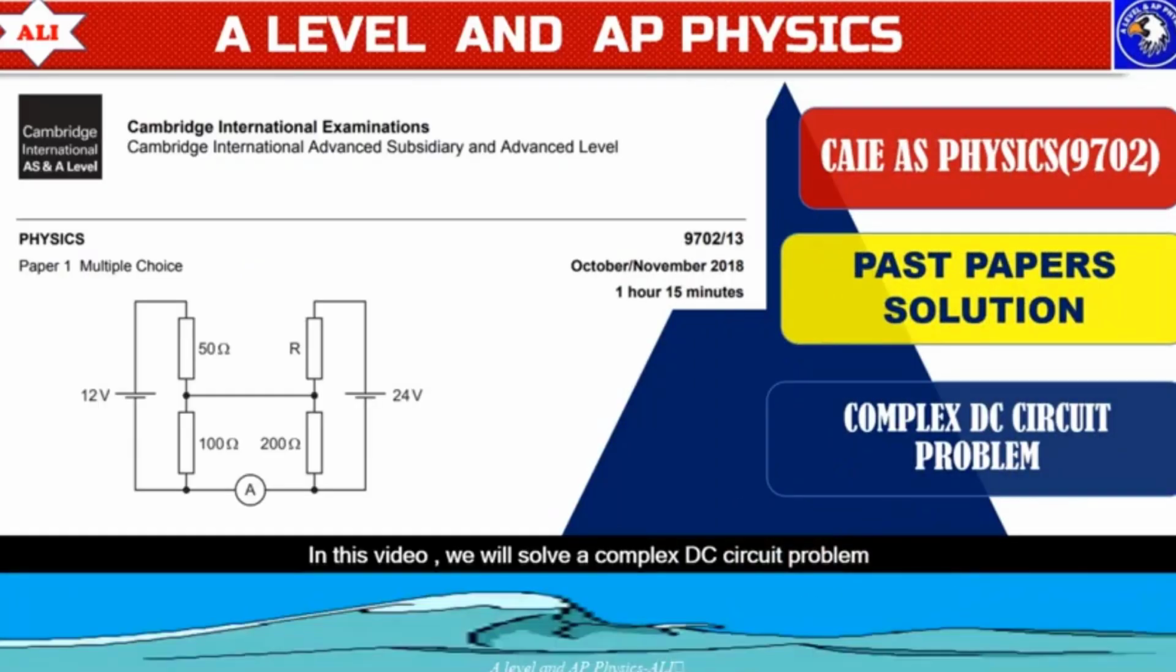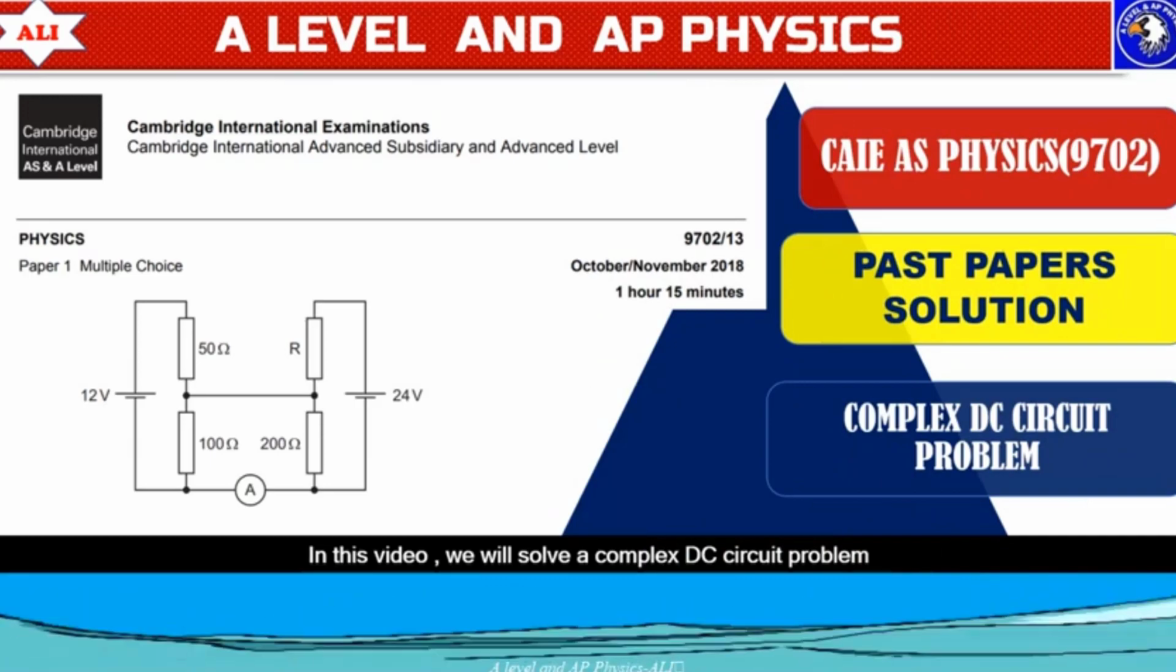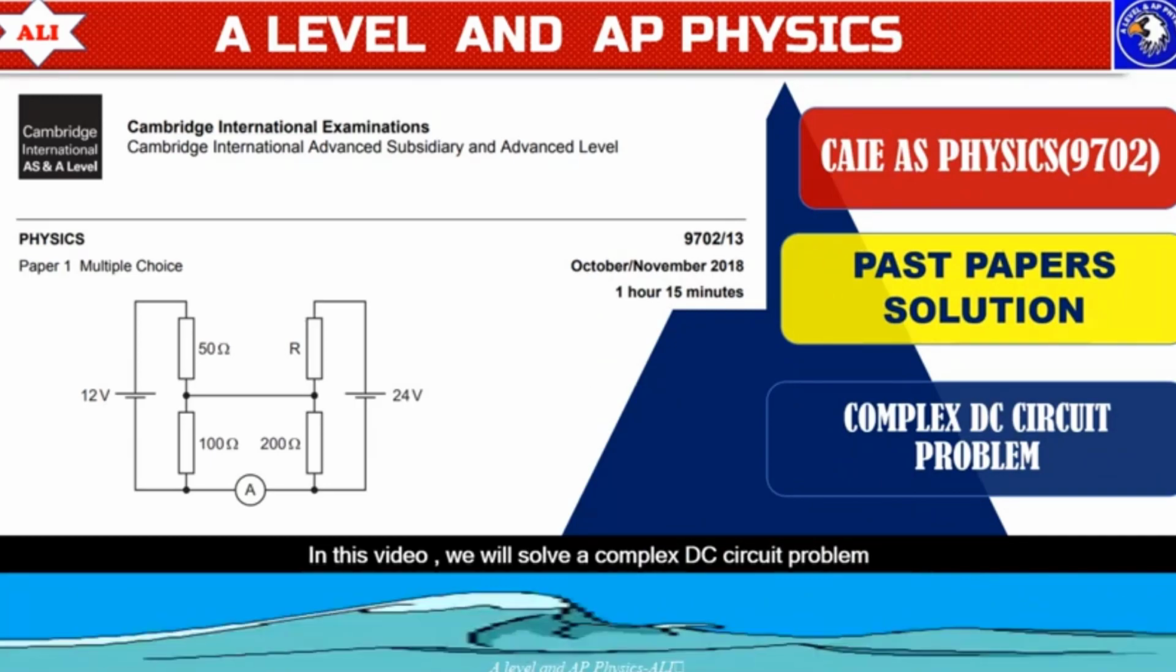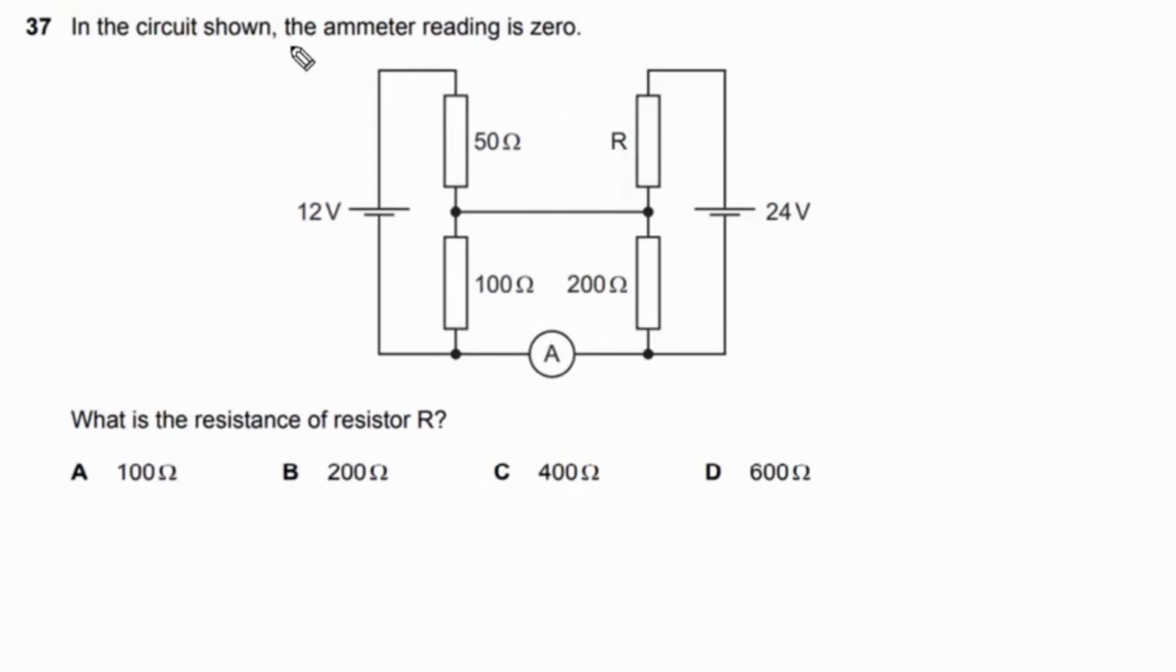In today's class, we will talk about one complex DC circuit problem from Cambridge AS Physics. For this question, it is given to us that the ammeter reading is 0. It simply means that there is no current passing through this ammeter. So this is what is given to us. And the question is simply asking us to find out the resistance of resistor R. So our resistor R is connected at this point.